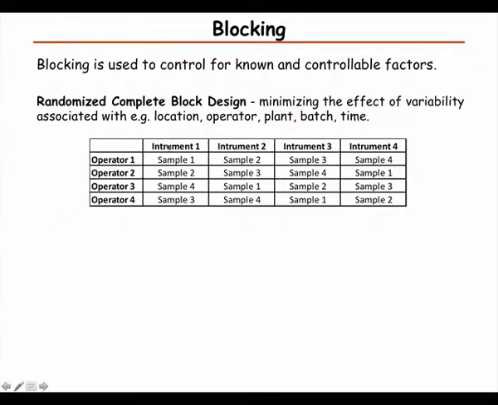So for example, in this case, we have randomized, if we have 4 instruments and 4 operators. And in this case, we have a lot of material, so we can run each sample on each instrument once and by each operator once. So now we run each sample 4 times, but always a different instrument operator combination.